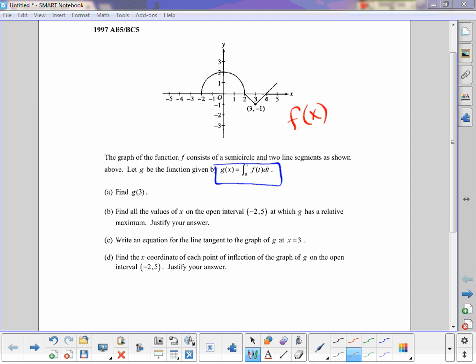Okay, so A says find g of 3. So g of 3 equals the integral from 0 to 3 of f of t dt. Do we agree with this? Instead of g of x, it's g of 3, so we're taking 3 and putting it in for x. Alright, what does an integral from 0 to 3 mean that we need to do? Find the area underneath the curve specifically from 0 to 3. So I want this piece and this piece.